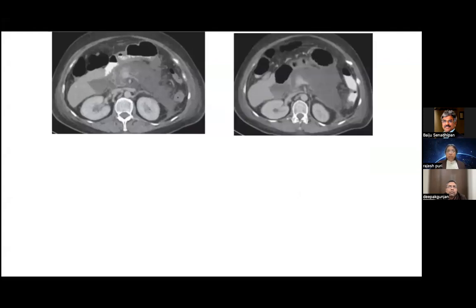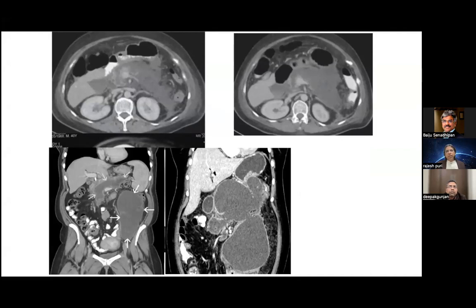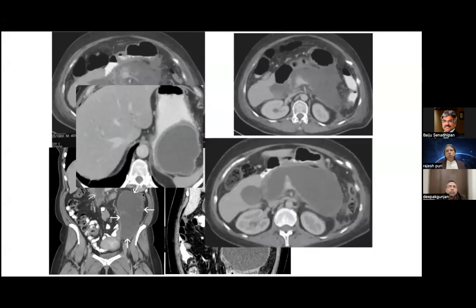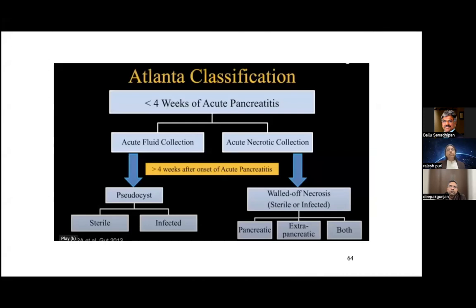If you look at these photographs, before Atlanta, it was very difficult to know what you were dealing with. People described it as an acute pseudocyst, somebody described a chronic pseudocyst in a patient of chronic pancreatitis, or a pancreatic abscess. You all see such images in your day-to-day life. But the Atlanta classification has made our job very easy.